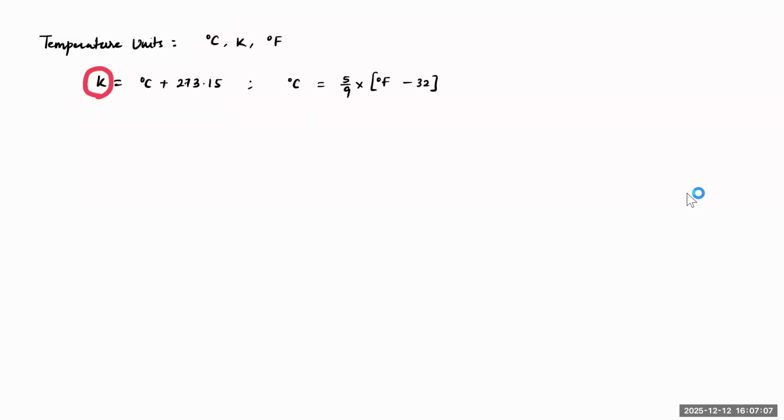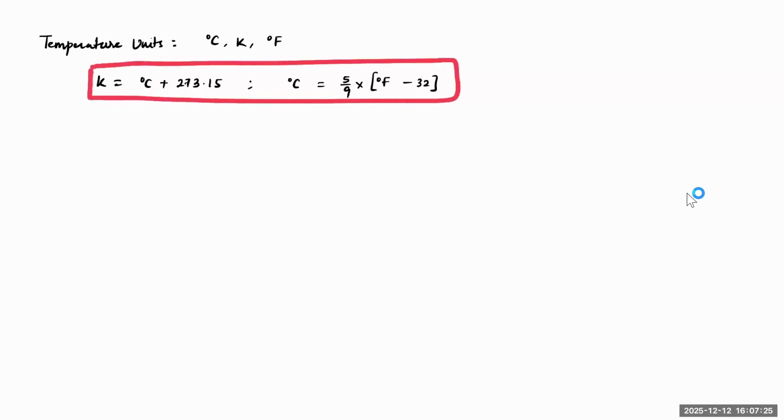Temperature wise, the relation is between these three units: degree Celsius, Kelvin, and degree Fahrenheit. So, Kelvin is degree Celsius plus 273.15, while degree Celsius is 5 by 9 times of degree Fahrenheit minus 32. Okay. So, this is something which I would suggest you remember and write down. Got it?